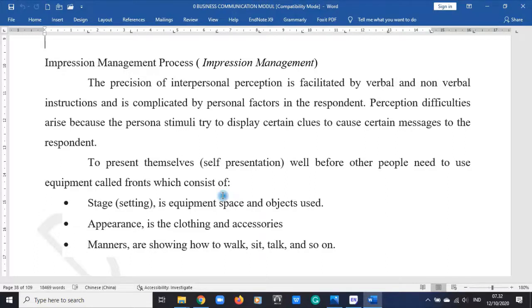And second is appearance. Appearance is really important. How you choose your clothes or accessories can support your appearance. And it will be complete if you have good manners. It's shown by how you walk, how you talk, sit, and what body gestures you show during the presentation. Those three are the main points that you need to show during impression management.